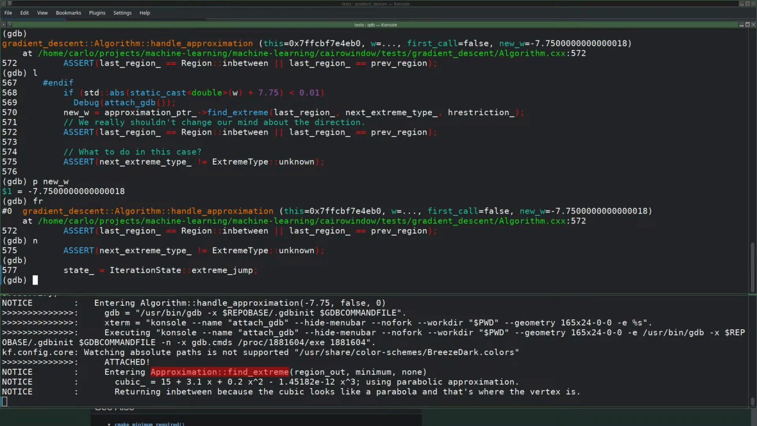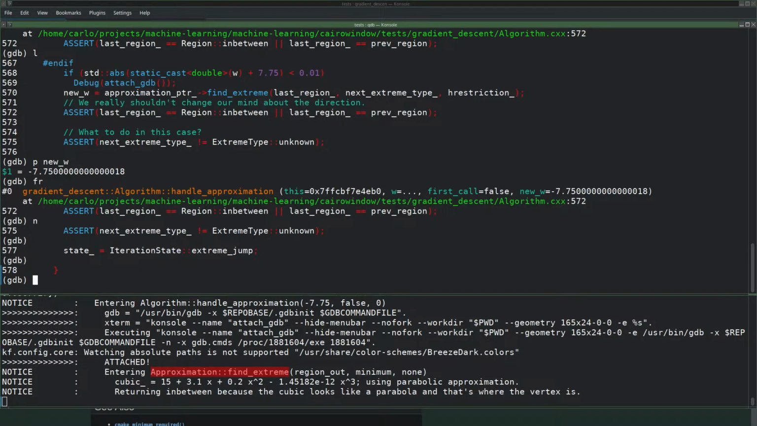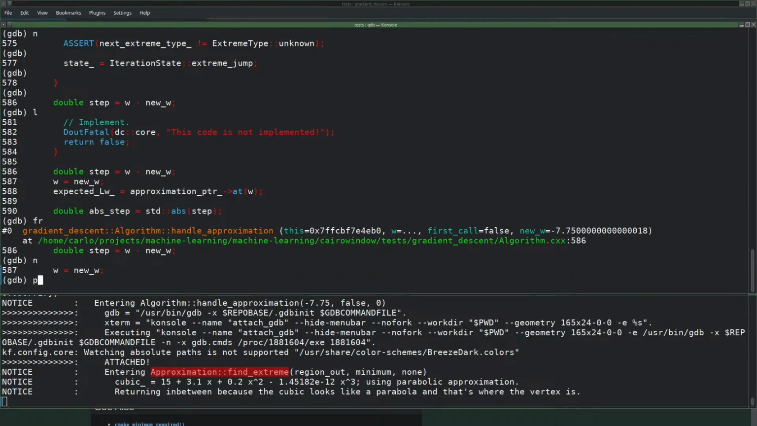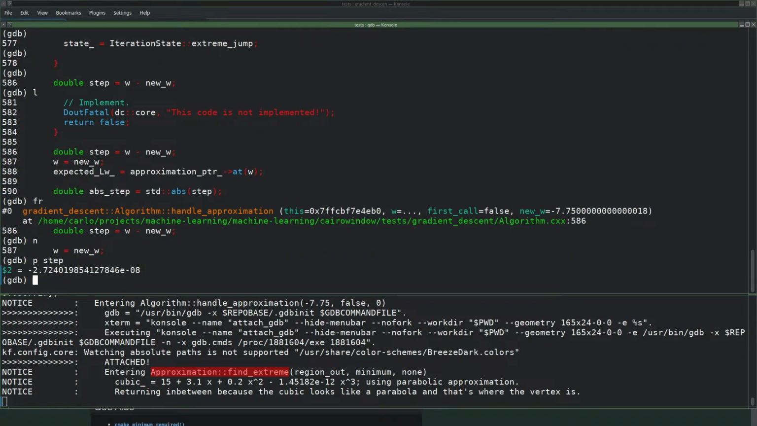State is extreme jump. Okay, going to jump to an extreme. So step is very small now, very small.